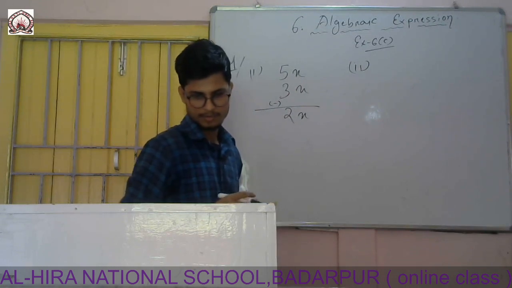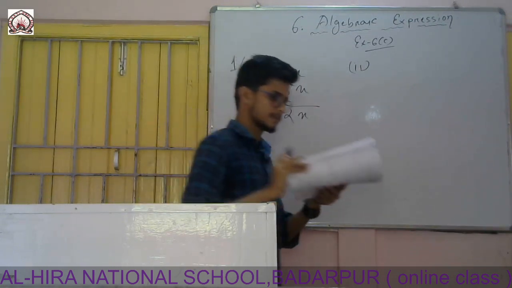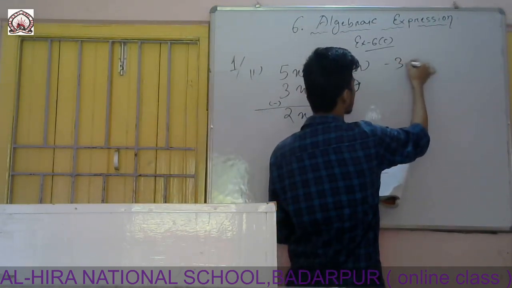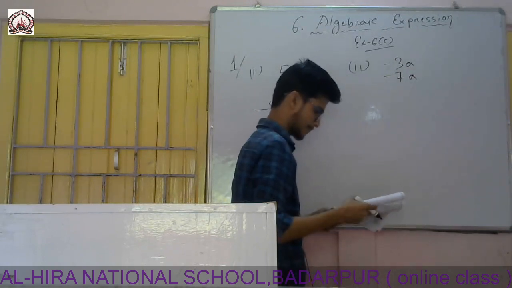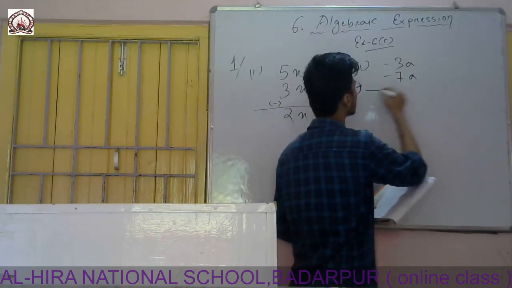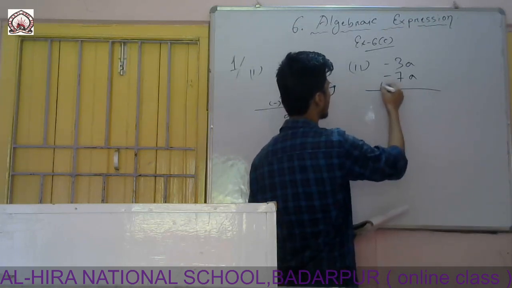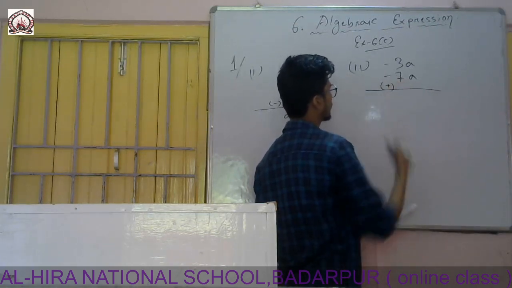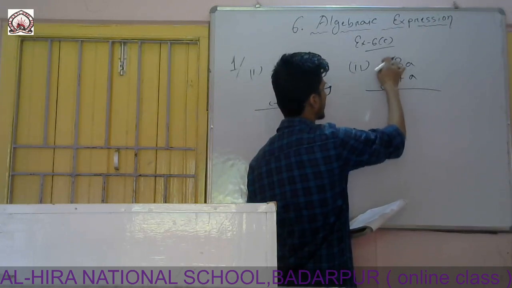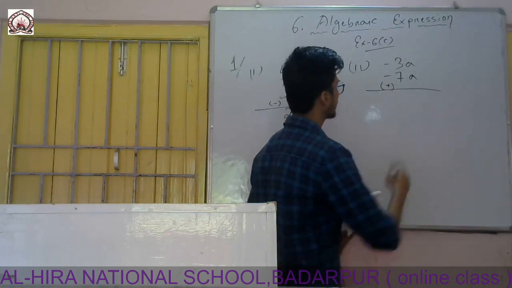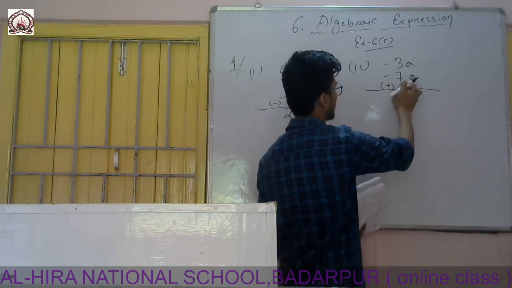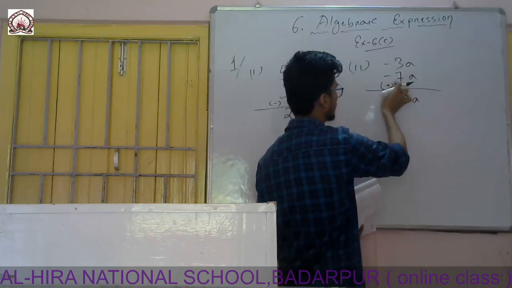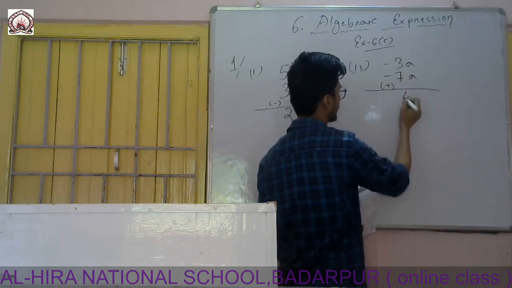So see Roman number 2. It is minus 3a, minus 7a. So I will change the sign first of all. It is minus sign, so I will write plus. So now plus, minus, it is minus. 7 minus 3 is 4. The variable is a, and now 7 is greater, so the sign of 7 is plus, so I will write plus 4a.